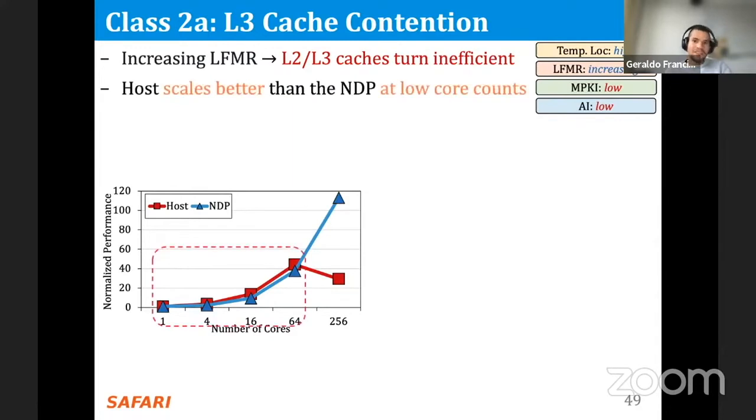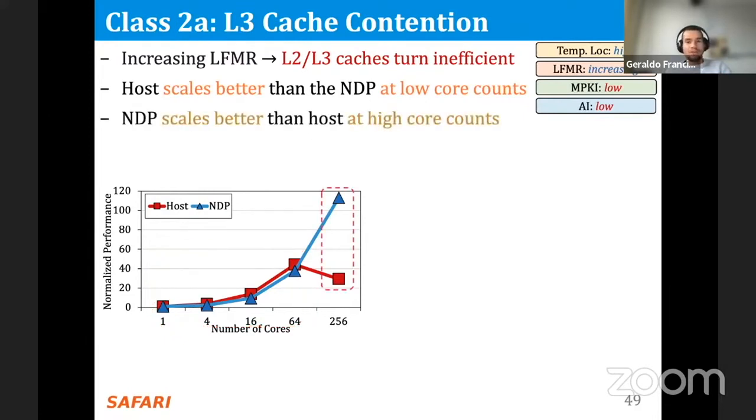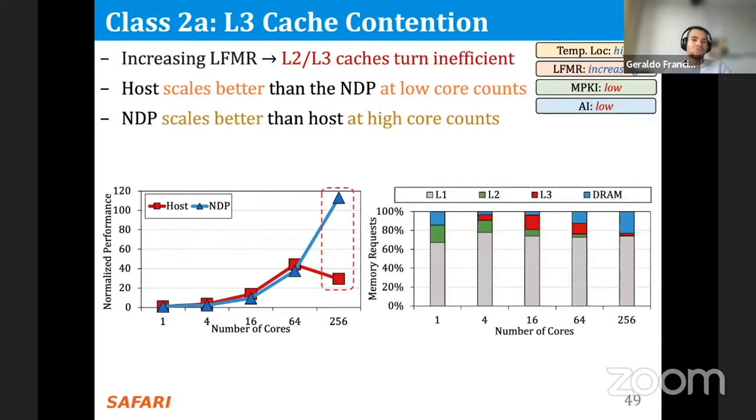At low core count, the functions do not benefit from an NDP system. This is because at low core counts, these functions make reasonably good use of the cache hierarchy. As the number of cores increases in the CPU baseline system, the NDP system starts to outperform the baseline host system. This is because Class 2A functions are bottlenecked by cache contention.